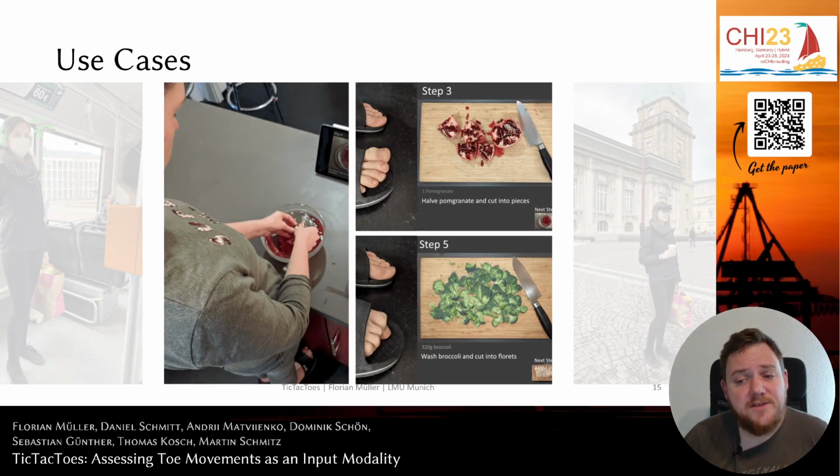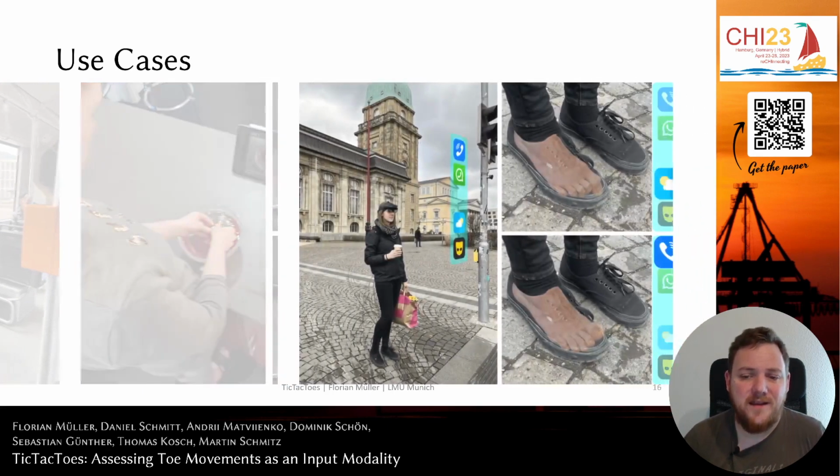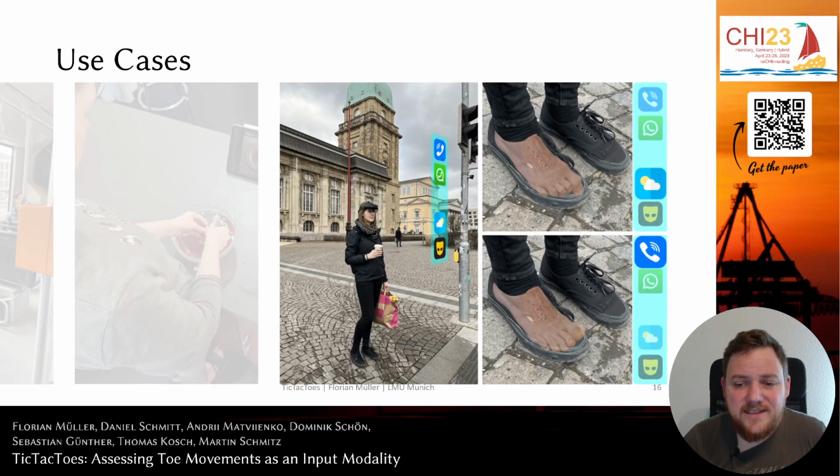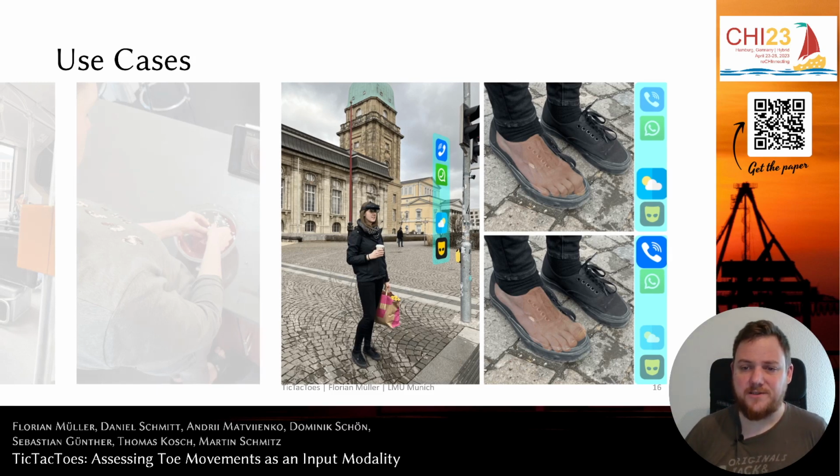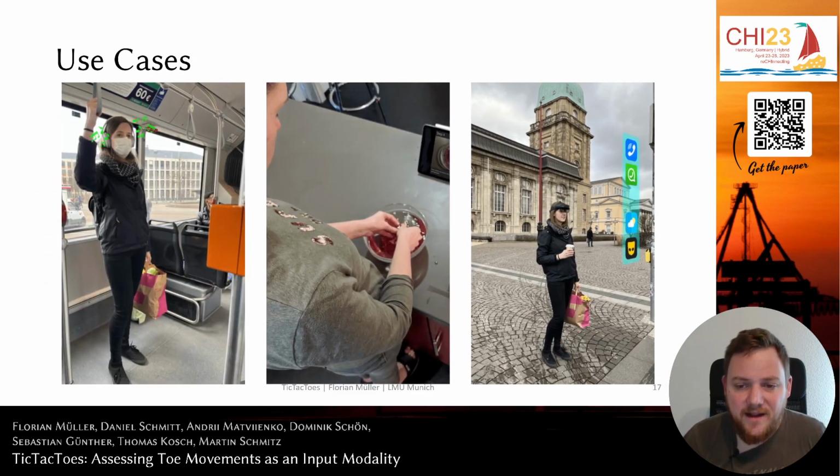Another example is situations where our hands are dirty. In this example here, we can control an application that shows cooking instructions on a display without touching it. As a last example, we think that toe-based interaction techniques are a great fit for head-mounted displays and can support input in a variety of outdoor and mobile situations. And this list is of course not conclusive.